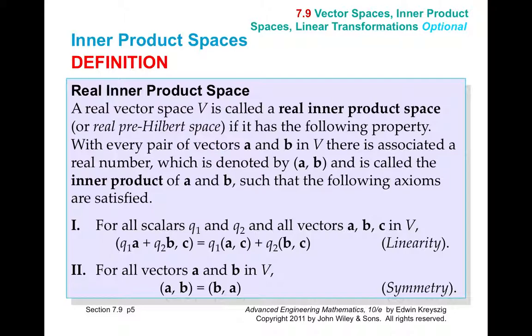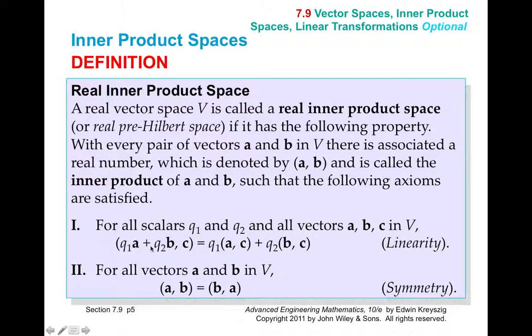A real inner product space, basically a real vector space, is called a real inner product space, which is also sometimes referred to as a Hilbert space, if for every pair of vectors A and B in V, there's a real number denoted by A comma B that's referred to as the inner product of A and B, which we've just shown an example of on the previous slide.